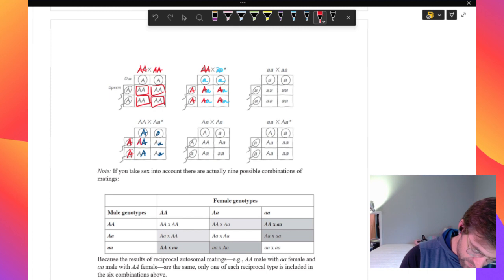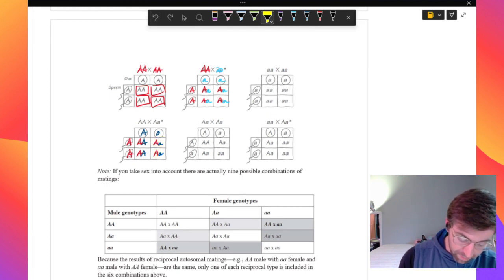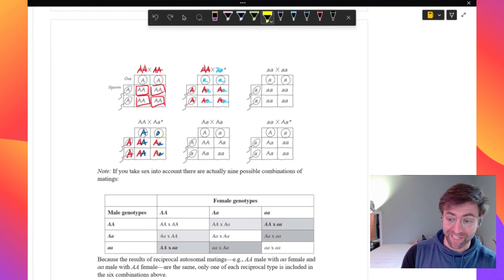but in this example, only 50% end up with that recessive little a gene, but 100% of them express the dominant gene. 100% of these express the big A phenotype, whatever that is.